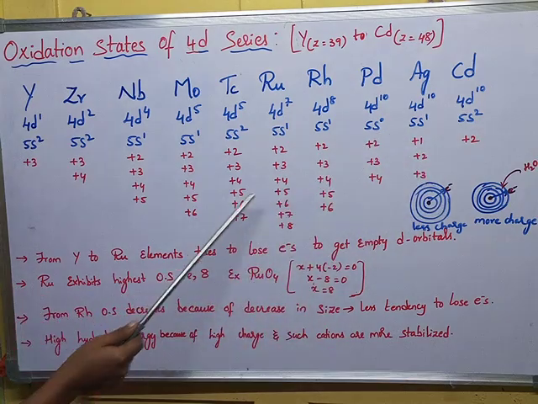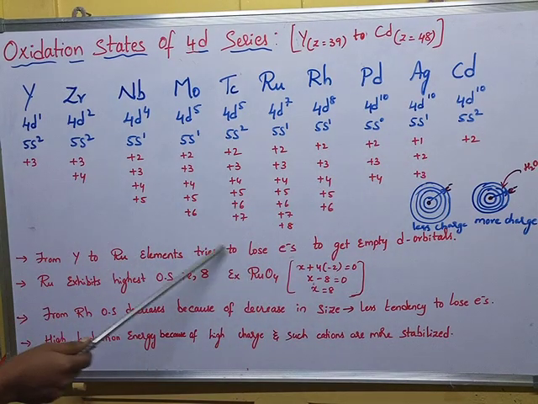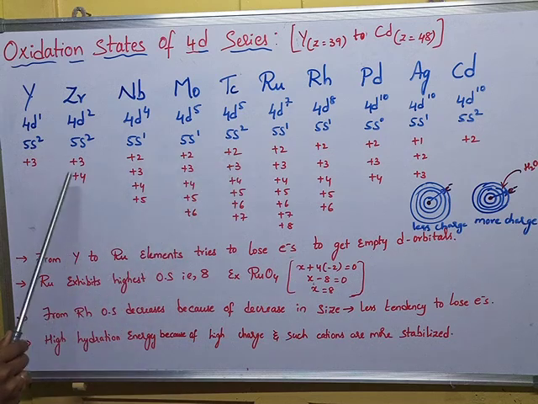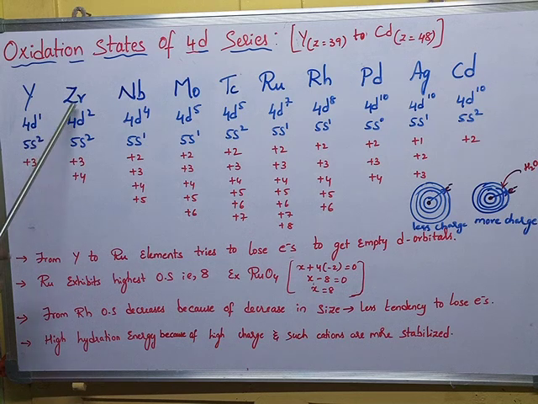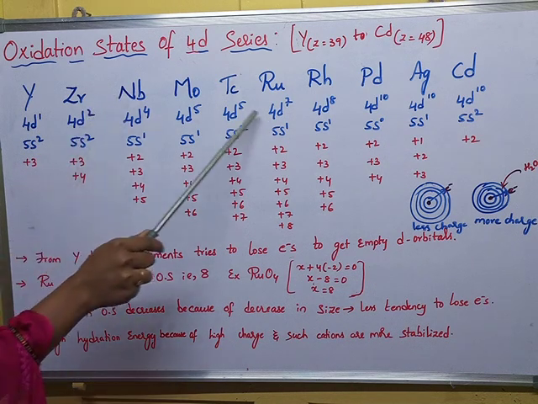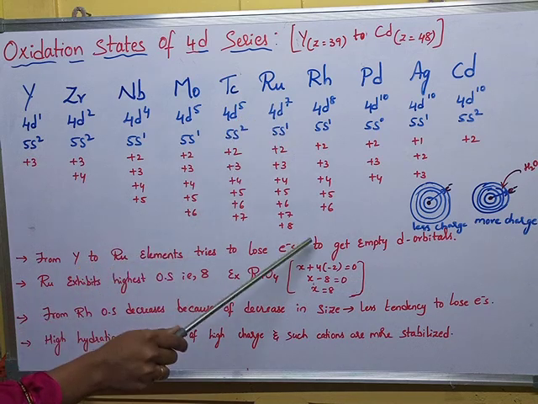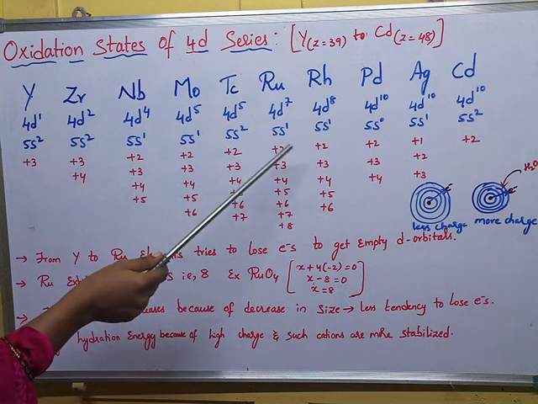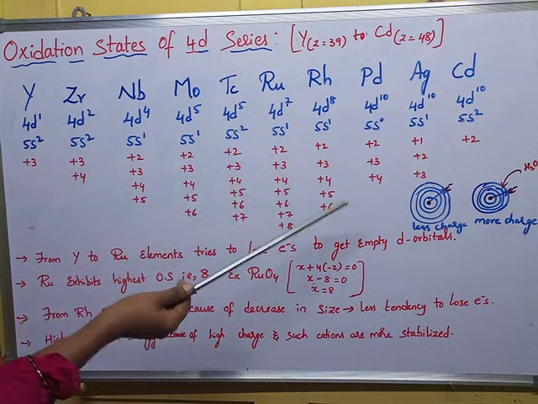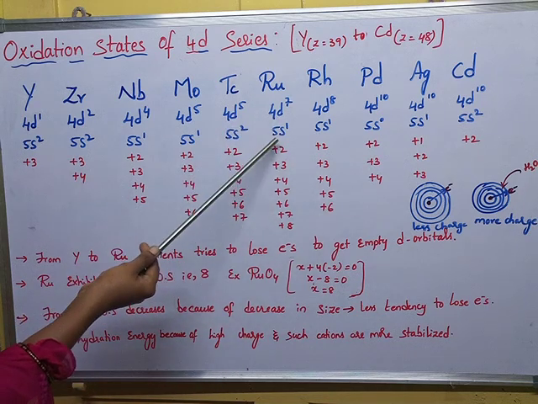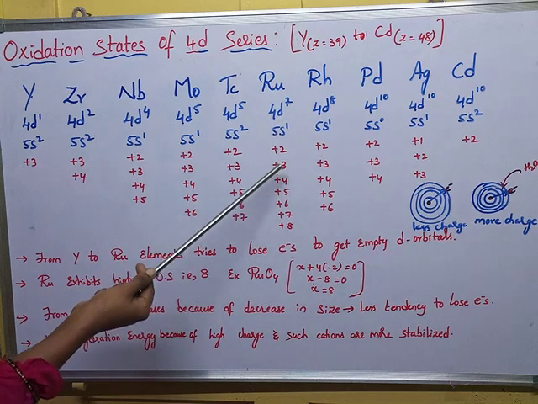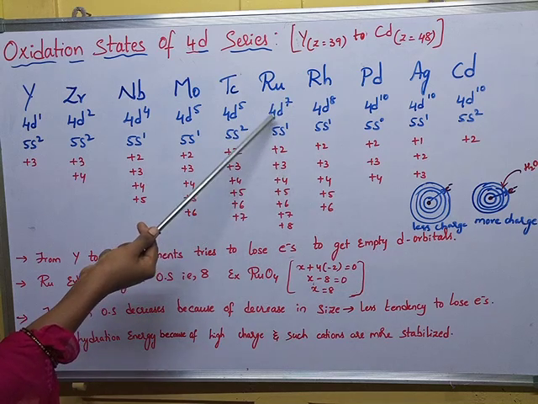Okay, now yttrium to ruthenium, all elements try to lose electrons in order to get an empty d orbital. So if it loses all 3 electrons, it gets an empty d orbital. If it loses all 4 electrons, it gets an empty d orbital. So up to here you can observe all electrons will be lost, to get an empty d orbital, in order to get stability. Already we have discussed that empty orbitals, half filled orbitals or completely filled orbitals are more stable because of equal energy and equal symmetry.